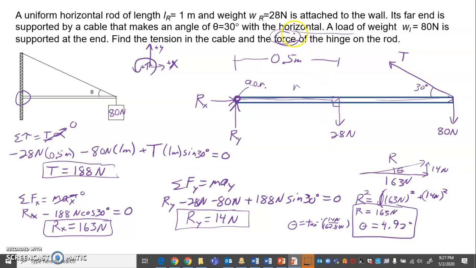Remember, force is a vector, and so if force is a vector, we need to have both the magnitude and the direction. So 163 newtons at an angle 4.92 degrees above horizontal. And don't forget to solve it with the right end of the beam as the axis of rotation. You'll find that works just as well.